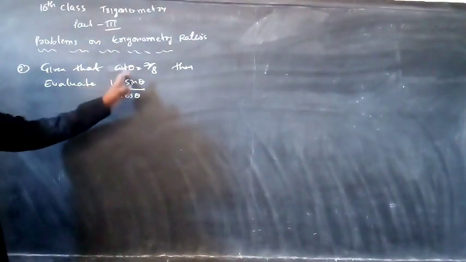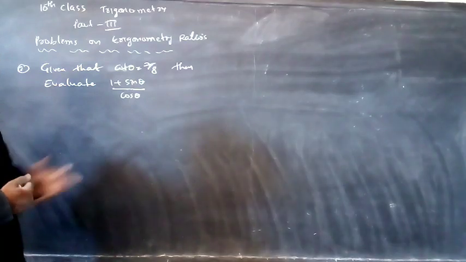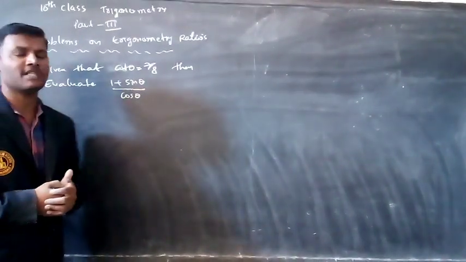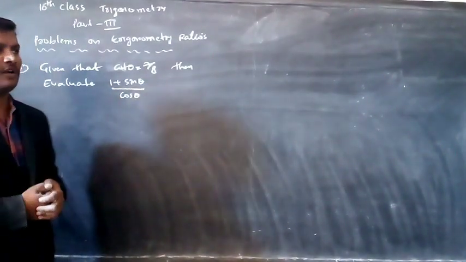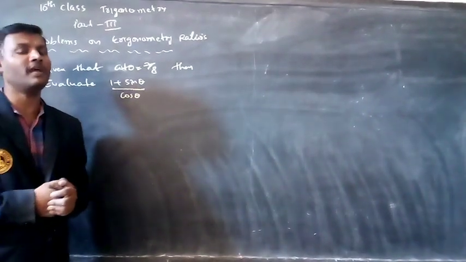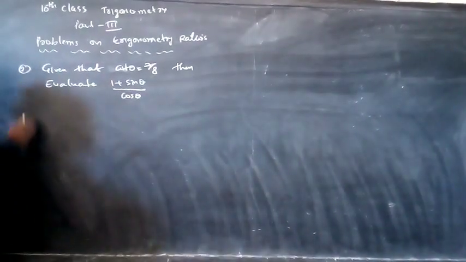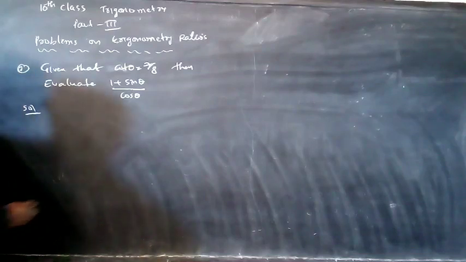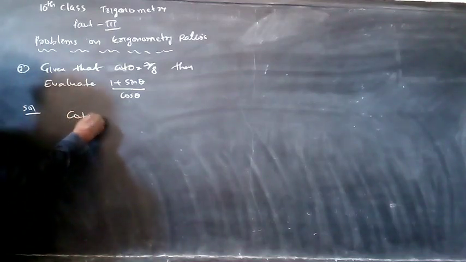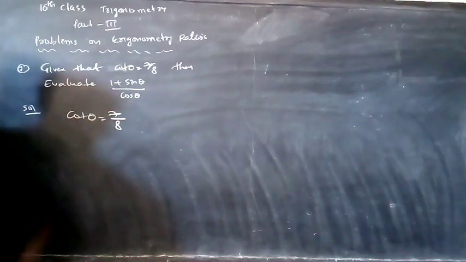So here is another question on trigonometric ratios. Given that cot theta is equal to 7 by 8, then evaluate (1 plus sin theta) by cos theta. You have to find the value of (1 plus sin theta) by cos theta. Solution. What is given here? Cot theta is equal to 7 by 8.